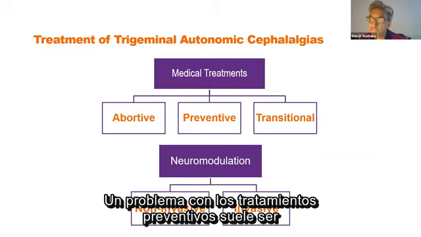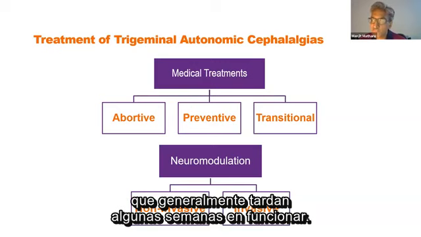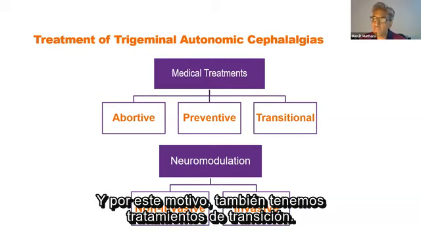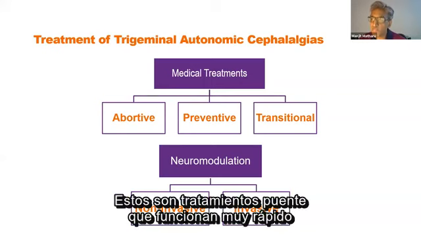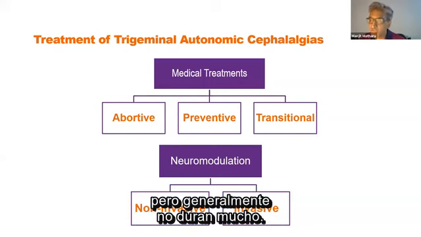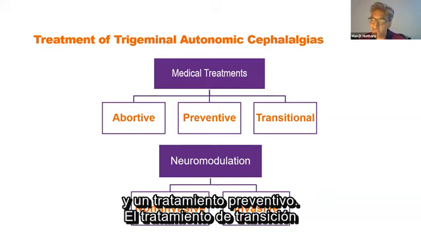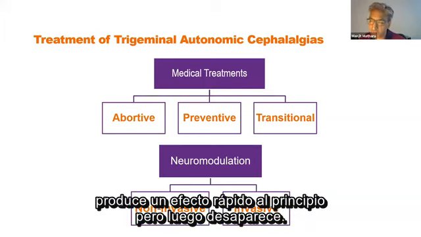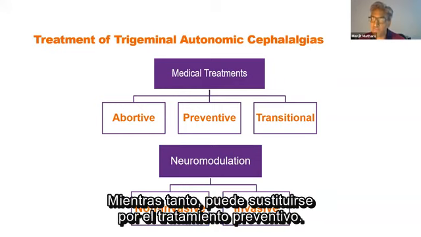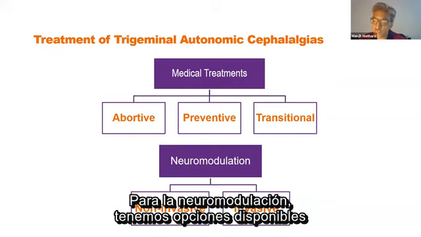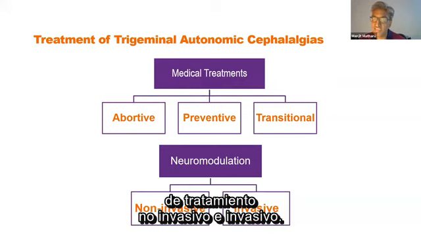A problem with preventive treatments tends to be that they often take a few weeks to work. And for that reason, we also have what are called transitional treatments. These are bridging treatments that work very quickly, but generally not for very long. So often what we do is we put on a transitional treatment and a preventive treatment. The transitional treatment produces a rapid effect initially, but wears off. But in the meantime, the preventive treatment can take over. For neuromodulation, we have both non-invasive and invasive treatment options available.